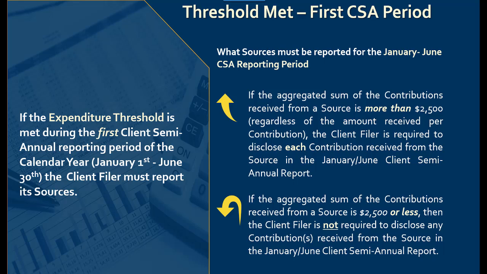In contrast, if the aggregated sum of the contributions received from a source is $2,500 or less, then the client filer is not required to disclose any contributions received.